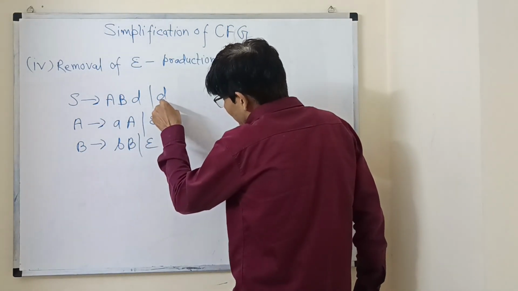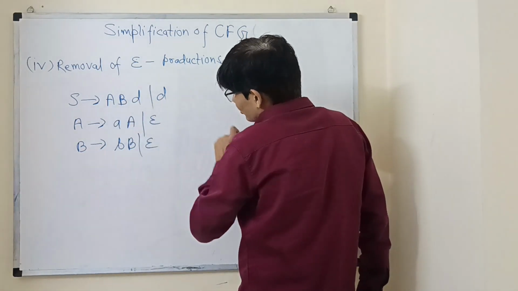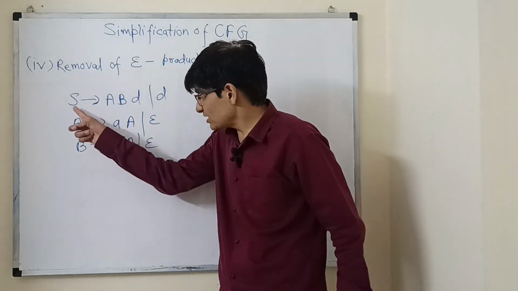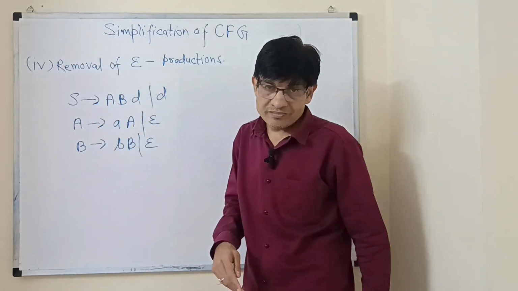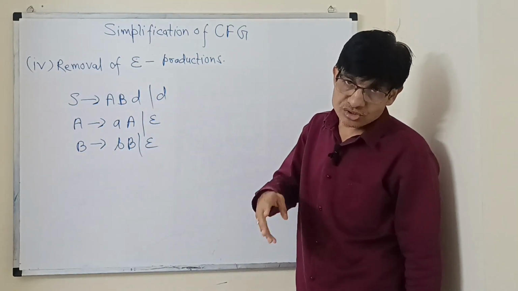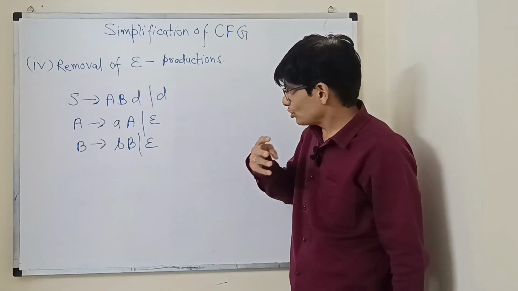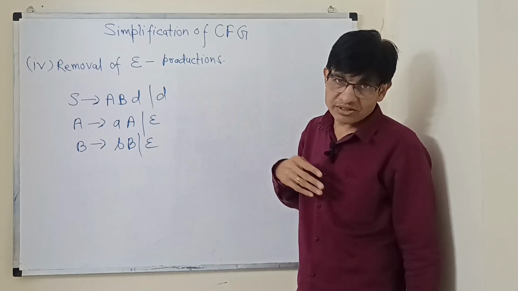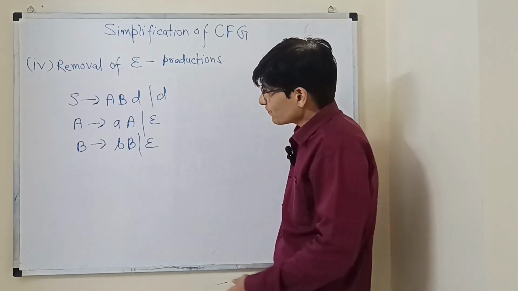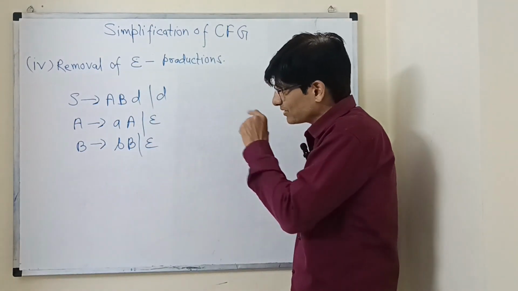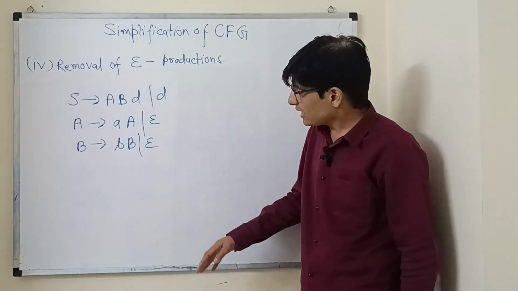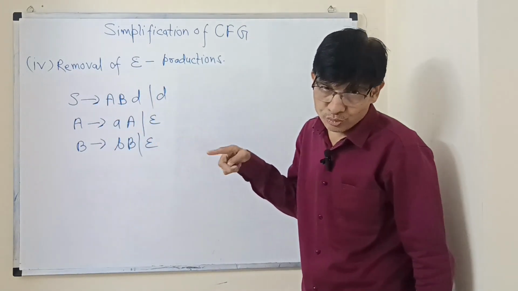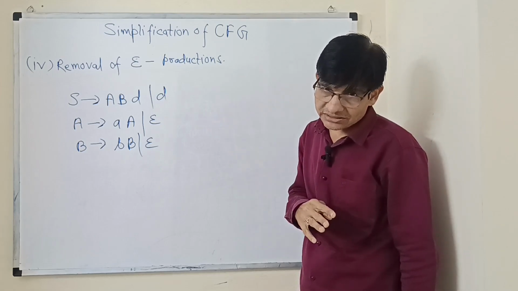And now we consider this production. With this production also, we cannot generate epsilon. If your start symbol is not generating epsilon, then it means your grammar is not generating epsilon, or epsilon is not a valid string for this grammar. Now, if epsilon is not a valid string from this grammar, then we can remove all epsilon productions from this grammar. We can create an equivalent grammar which has no epsilon production.